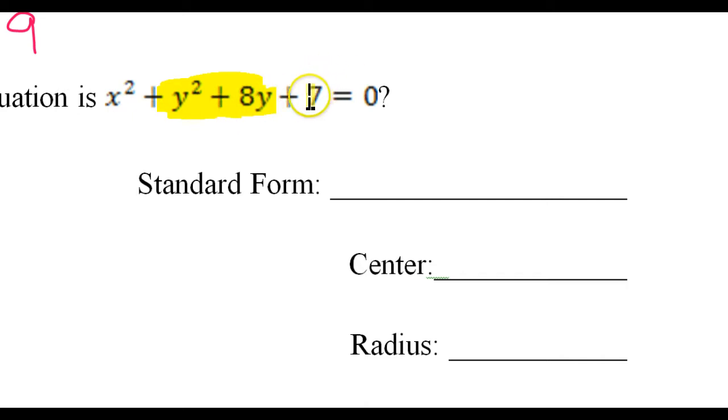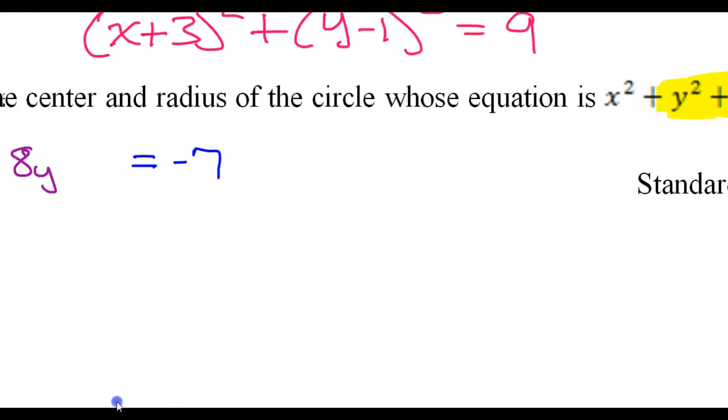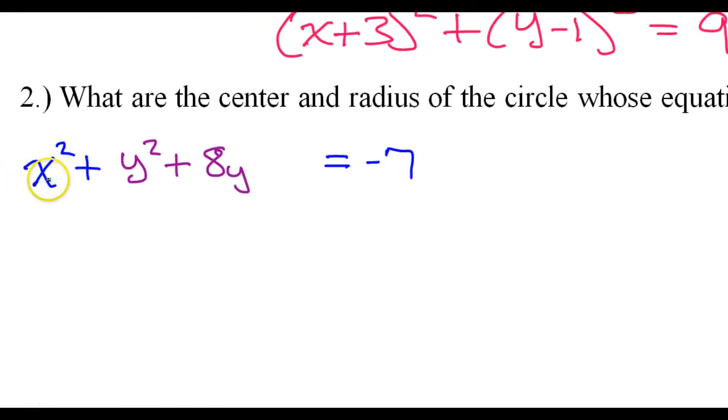Okay, but this 7 is not the correct number, so we need to start by getting rid of that thing. So I'm going to subtract 7 from both sides and just recopy everything else. So that's going to lead me to this. So I have x squared and then y squared plus 8y. Now I leave a space in which to complete the square, and now I have my negative 7.